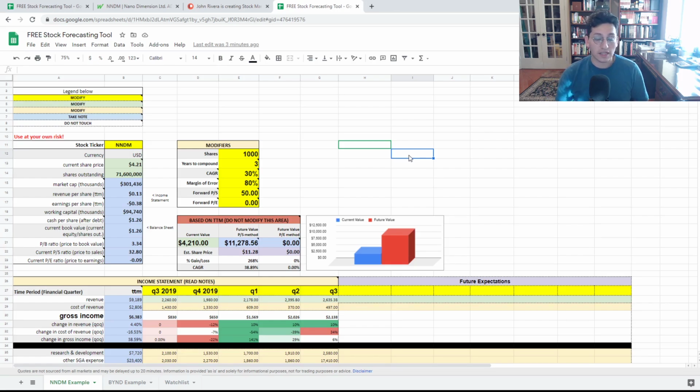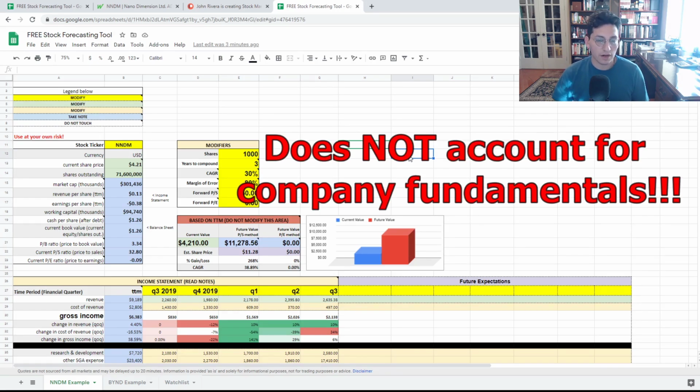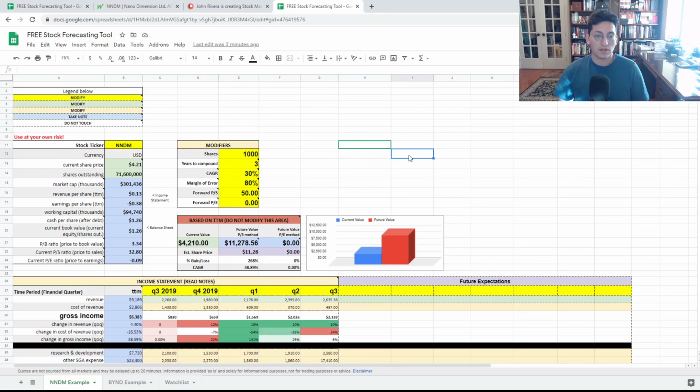Now, I will say that these are numbers only, and most of the modifiers that you put in this are going to be arbitrary numbers and not real. So you have to understand that when you use this chart, you have to be as conservative as possible, as that will give you the most realistic and probable results in the future.